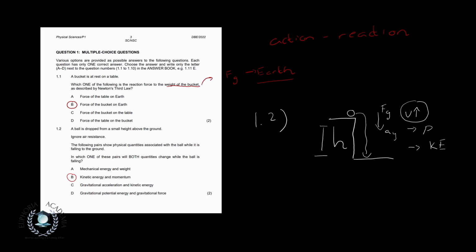Mechanical energy does change. Well, not really actually, because it goes from potential energy to kinetic energy. So the physical quantity of it does not change. The weight is constant. Gravitational acceleration is constant. And then gravitational potential energy does change, but the gravitational force does not. So our only correct answer is B.